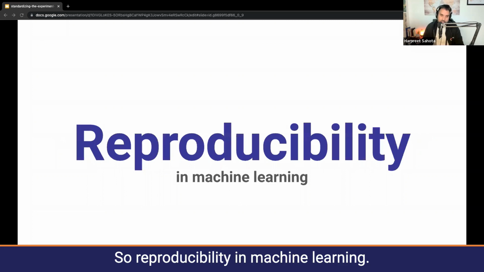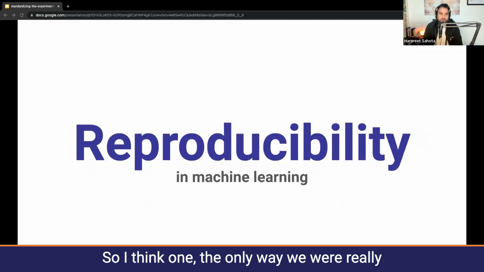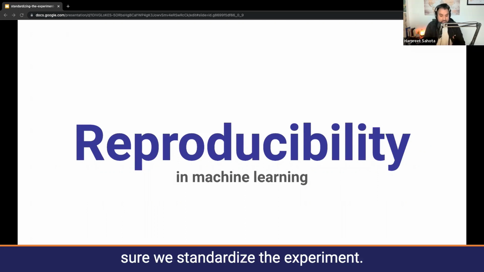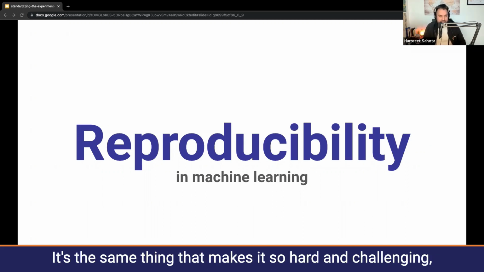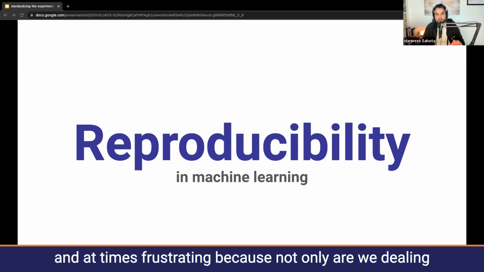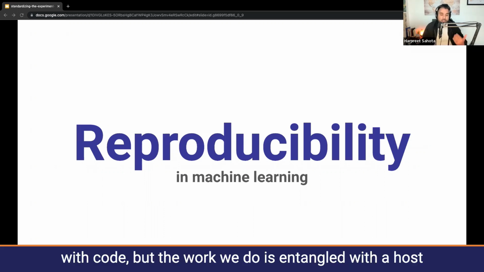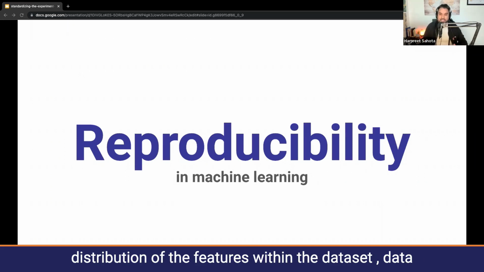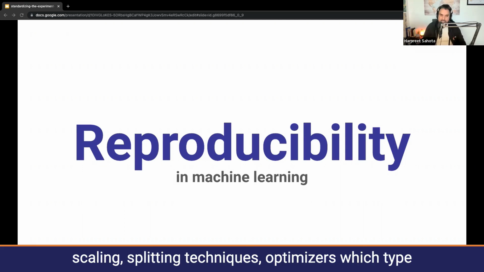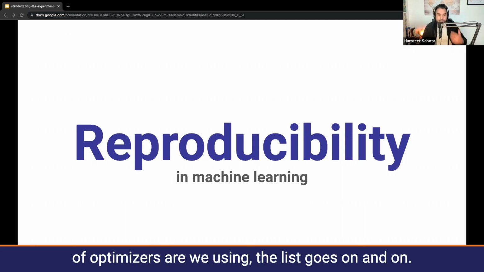So, reproducibility in machine learning. I think the only way we can really ensure reproducibility is making sure we standardize the experiment. It's what makes machine learning so exciting and unique. It's the same thing that makes it so hard and challenging and at times frustrating, because not only are we dealing with code, but the work we do is entangled with a host of upstream dependencies. The size of the data set, the distribution of the features within the data set, data scaling, splitting techniques, optimizers. What type of optimizers are we using? The list goes on and on and on.